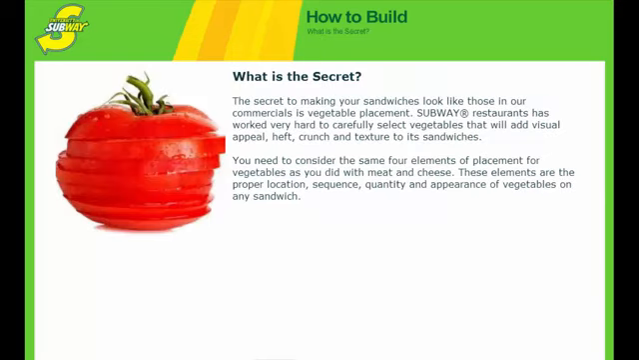The secret to making your sandwiches look like those in our commercials is vegetable placement. Subway Restaurants has worked very hard to carefully select vegetables that will add visual appeal, heft, crunch, and texture to its sandwiches. You need to consider the same 4 elements of placement for vegetables as you did with the meat and cheese. These elements are the proper location, sequence, quantity, and appearance of vegetables on any sandwich.